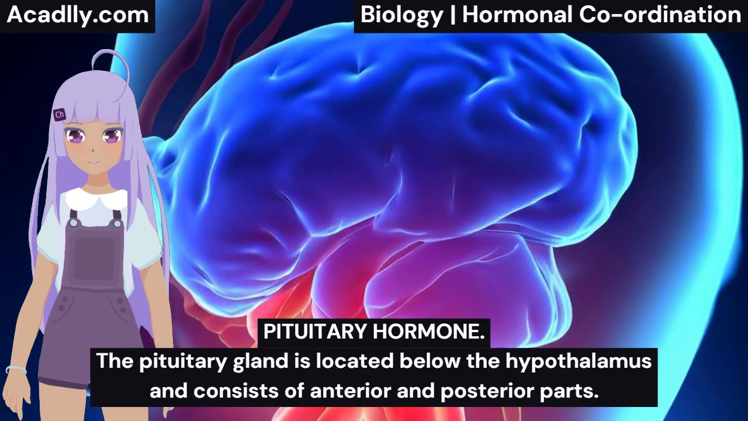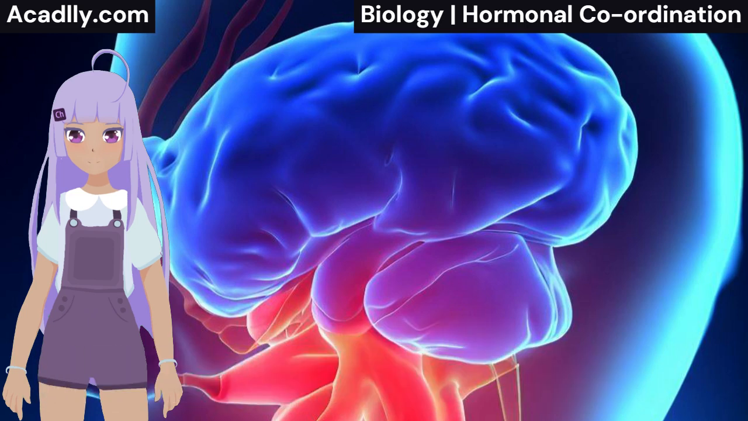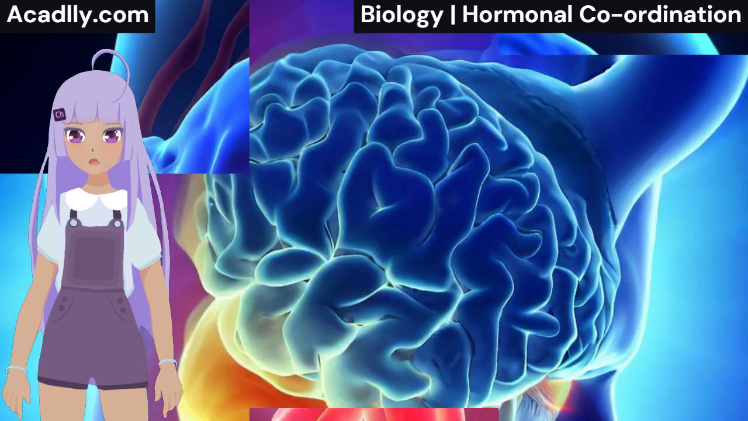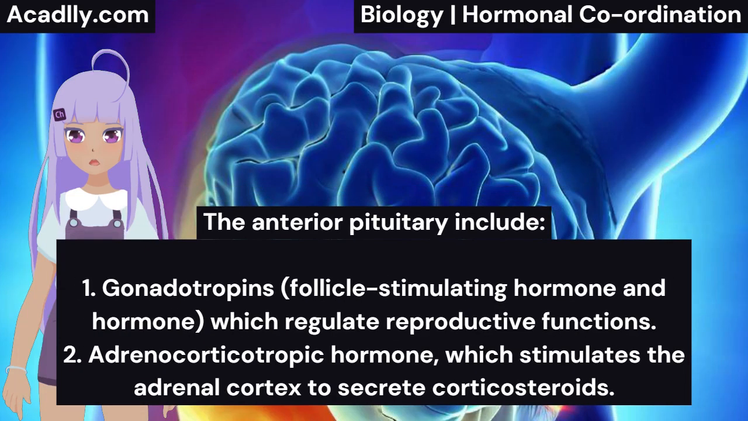Pituitary hormone. The pituitary gland is located below the hypothalamus and consists of anterior and posterior parts. The anterior pituitary gland releases growth hormones and tropic hormones that regulate other endocrine glands. It is often referred to as the master gland. The hormones secreted by the anterior pituitary include 1. Gonadotropins, follicle-stimulating hormone and luteinizing hormone, which regulate reproductive functions.